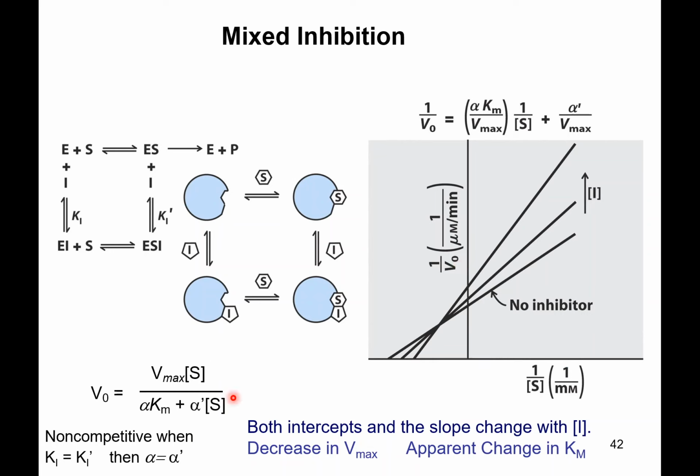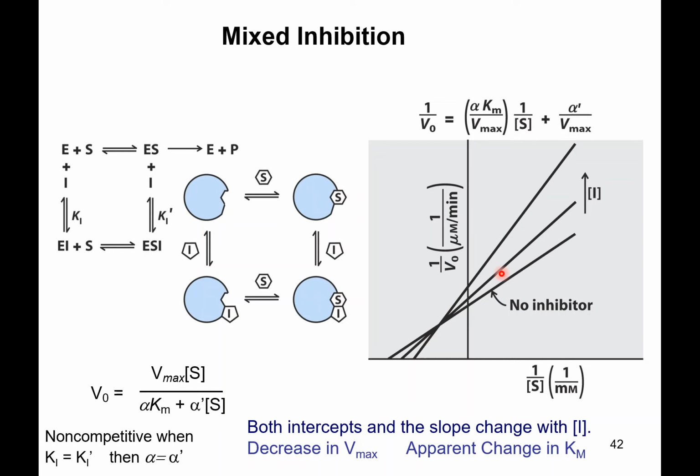As you might guess, our Michaelis-Menten equation for mixed inhibition has, as with competitive inhibition, alpha Km, the apparent Km, and we have alpha prime times substrate concentration here. So really this is a very complex system to draw out. But all we're doing is what we did for competitive and uncompetitive, and we're combining them in our Michaelis-Menten equation.